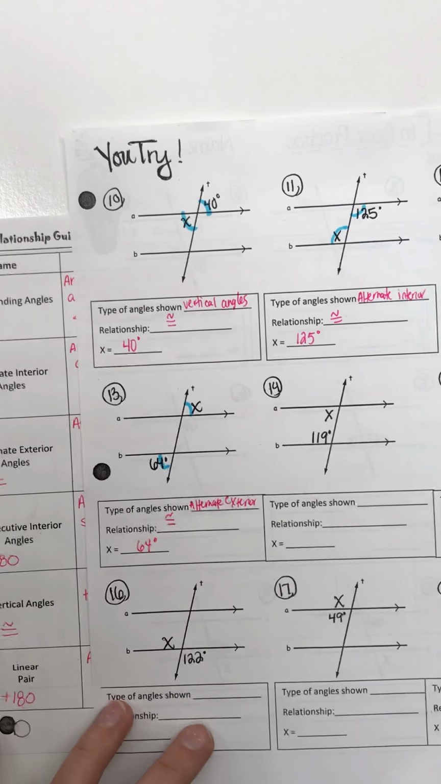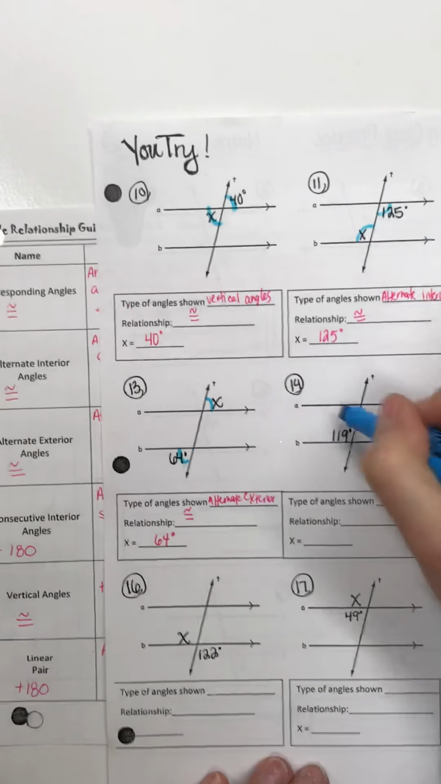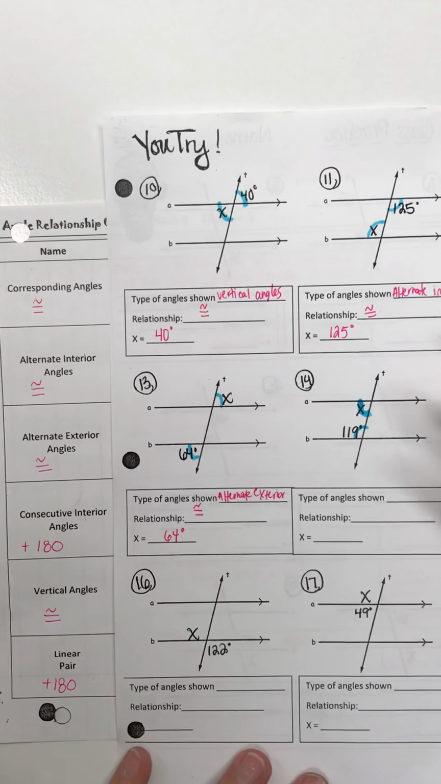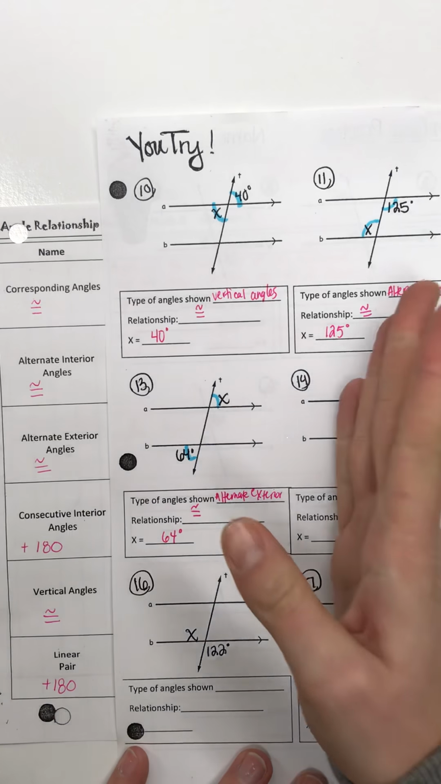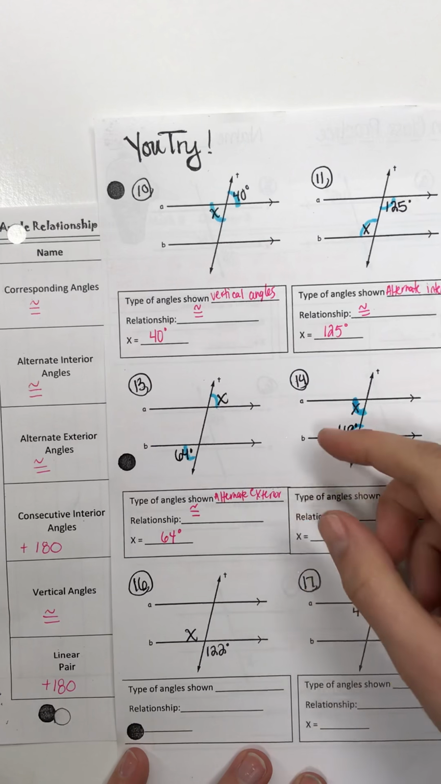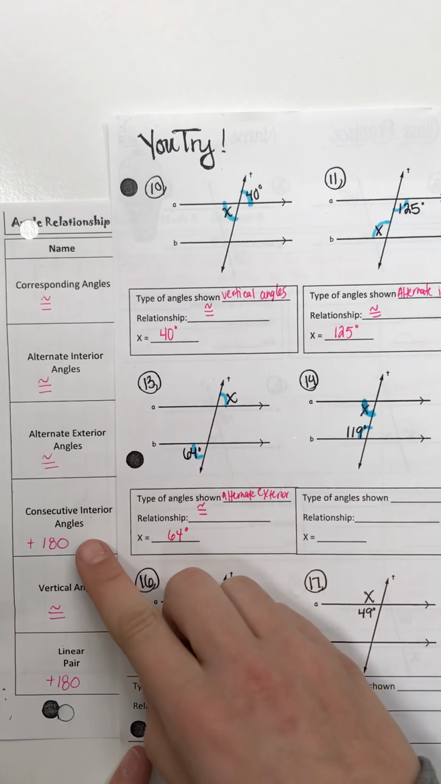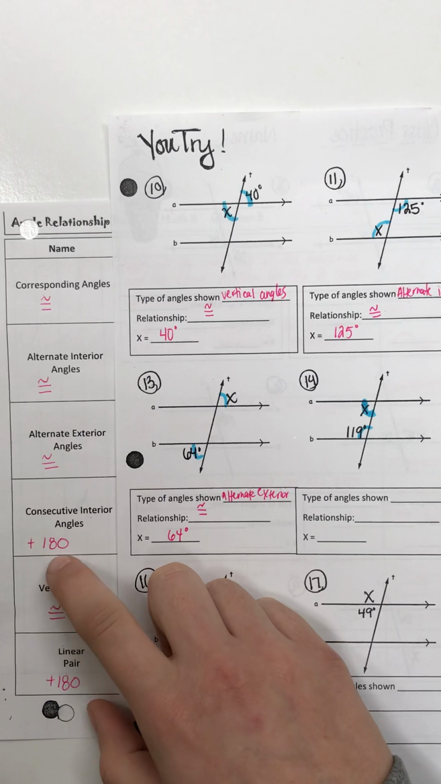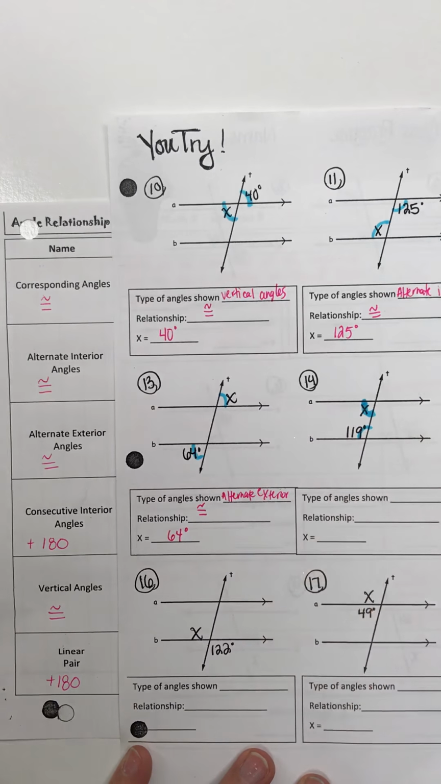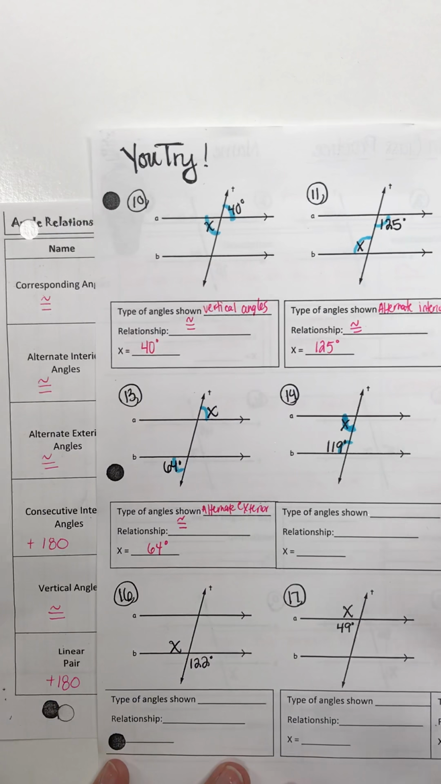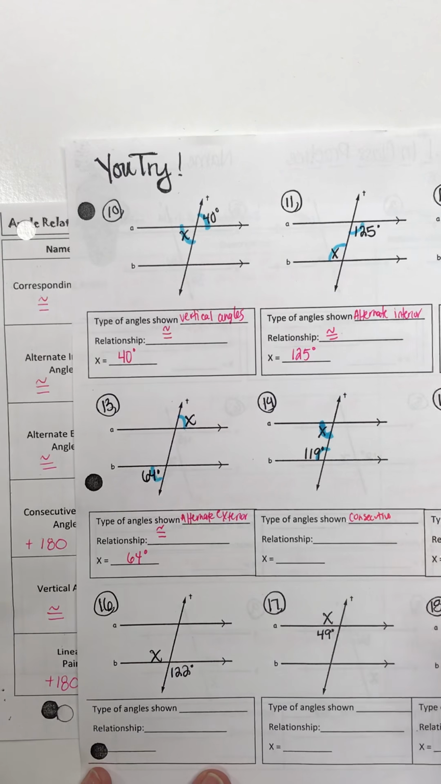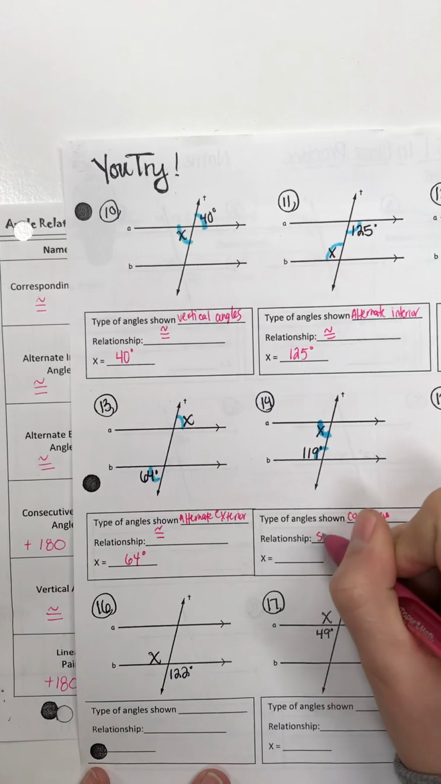And the last one I'm going to do is number 14, and I'm going to mark angle x and angle 119 degrees. What you notice when you highlight them is they're on the inside of the parallel lines on the same side of the transversal, which makes them consecutive angles. And consecutive angles are supplementary, which means those two values, when I add them together, I need to get 180. So first, the type of angle shown, these are consecutive angles. Their relationship, they are supplementary.